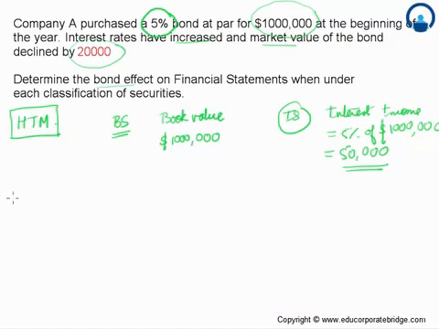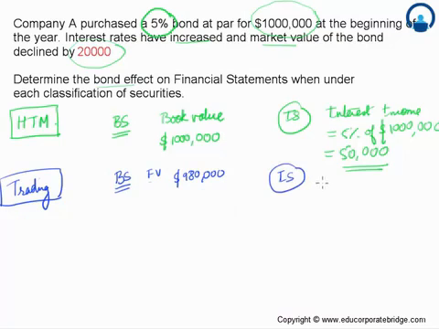Now let's look at if this security was classified as trading security. So under the trading security, we understand that in the balance sheet it will be reported at fair value, and the fair value is $980,000. So this is your fair value. And what about your income statement? In the income statement, we have seen that dividend income, interest income, realized gains and unrealized gains and losses, all of them actually flow here.